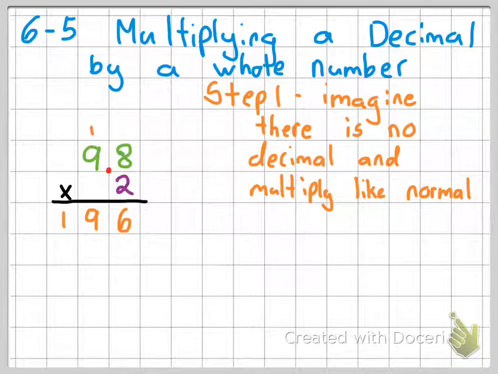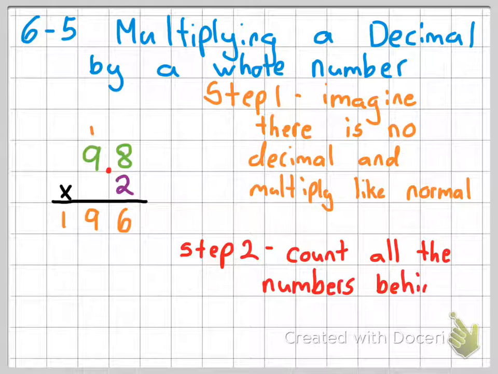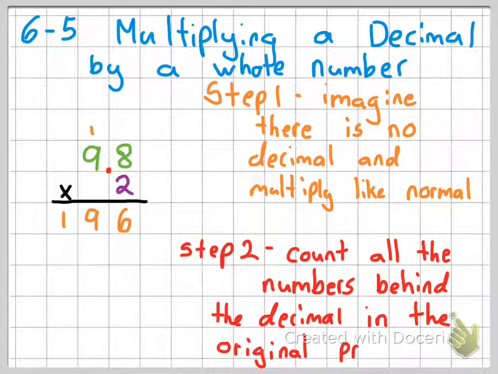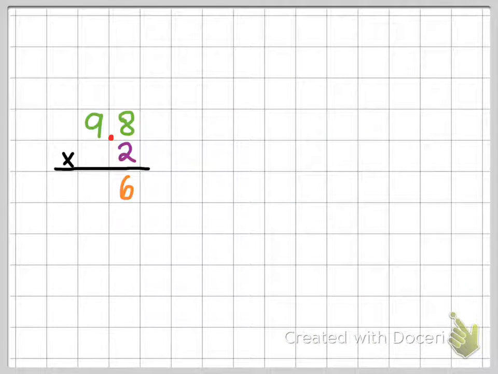That was pretty easy. Now we're going to move into step 2 for doing decimals. And step 2 says I need to count up all the numbers behind the decimal that are in the original problem. So in my original problem I had 9 8/10 and a 2. So 9 8/10, there's one number behind the decimal, and that's the 8. And then 2 doesn't even have a decimal, so there's nothing behind it. So in this whole problem, we only have one number behind the decimal.